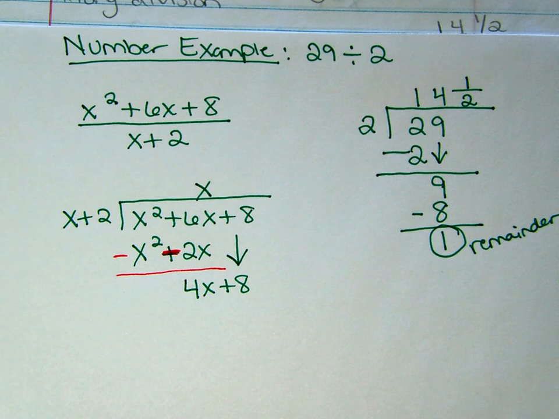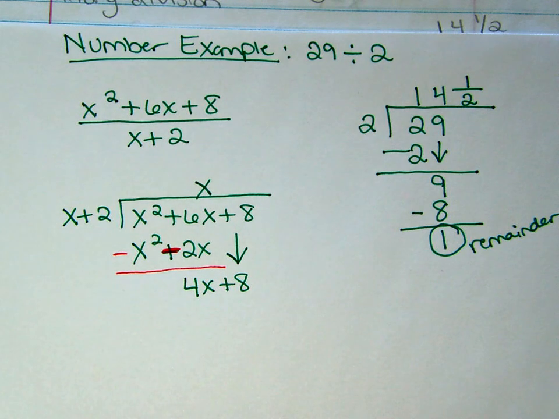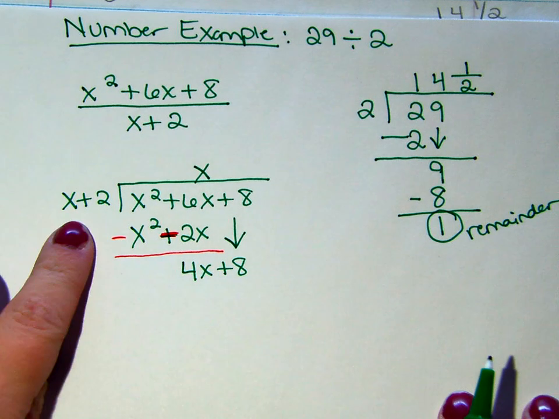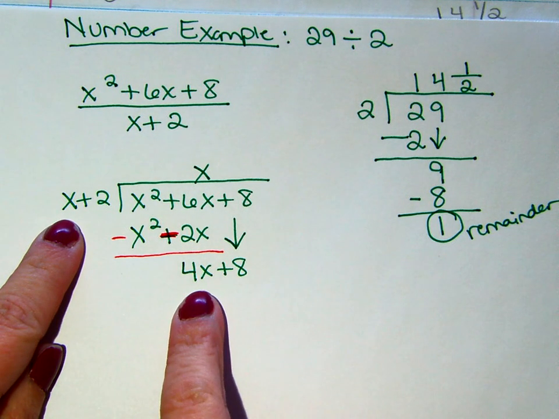We brought down our 9 with our number, and then there was nothing else to bring down. We bring down our 8, and then we're going to do it again. I'm looking at x to 4x. What do I multiply x by to get to 4x?